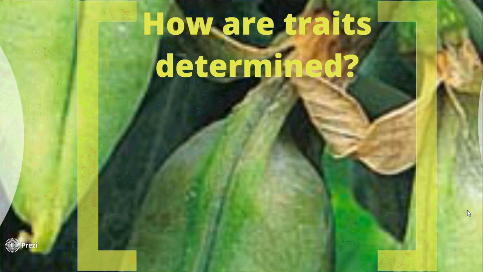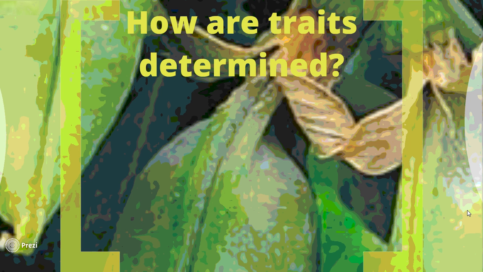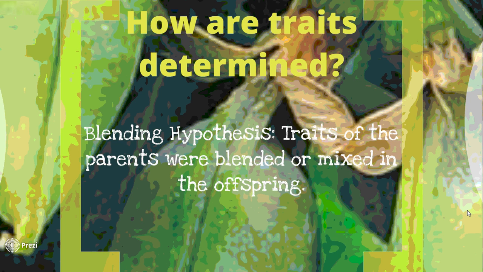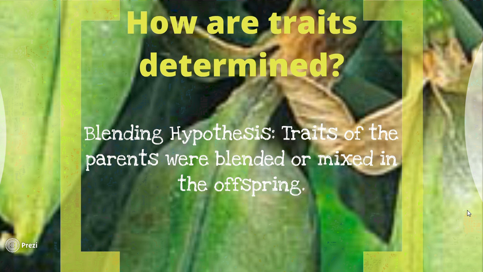First, we want to discuss how traits are determined, and scientists used to think that it was a blending of traits, so parents were blended or mixed in the offspring. And we do see a lot of things that resemble that now, but there's not just a pure blending between the two parents to create the offspring. Otherwise, all the offspring would look very similar.